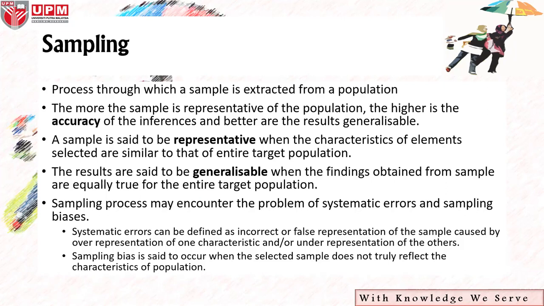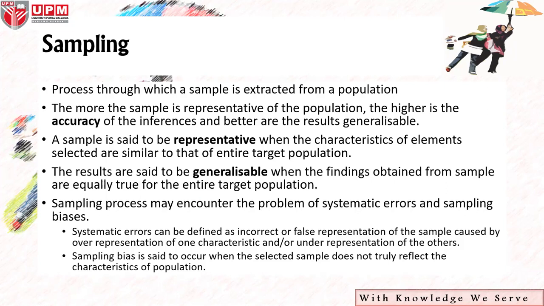Okay, next one is sampling bias. Sampling bias is said to occur when the selected sample does not truly reflect the characteristic of the population. Possible juga. We already apply the randomization, okay, but still it is not representative to the whole population. Ada juga macam tu. But nothing we can do.